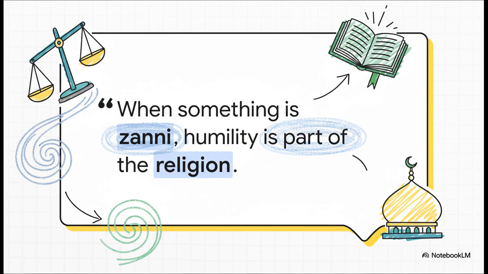And this is really the big takeaway here. Recognizing when an issue is zani isn't a weakness. It's a sign of incredible intellectual precision. It's admitting that you're not claiming absolute certainty on the matter. And that fosters a sense of humility, which is a pretty central part of the whole religion.